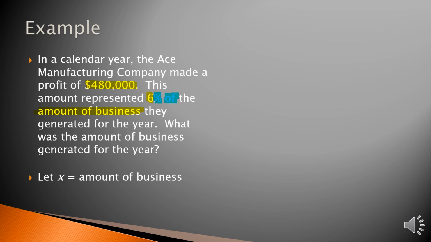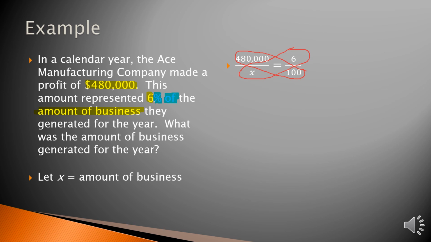Now I need to set up my skeleton proportion. The problem here is that this can get confusing because the word of is next to $480,000. But you want to look at the second sentence. This amount represented 6% of the amount of business they generated for the year. That's the of part. That's why x is going on the bottom left. So 480,000 is 6% of the amount of business they generated for the year. This is a difficult problem to translate.